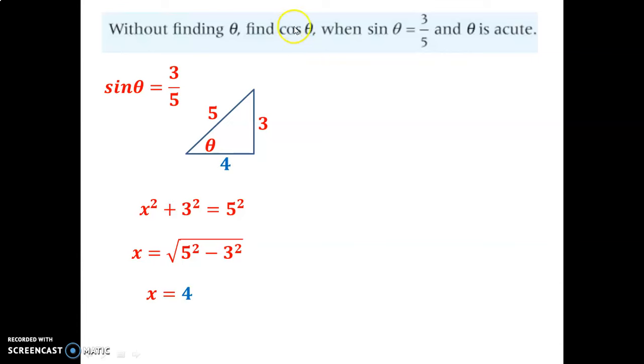Now, our goal was to find cosine of theta. So again, we don't need to know the angle. We can just set up a cosine for that. Cosine of theta is just adjacent over hypotenuse, 4/5. So that's one way to look at this one, just simply a right triangle.